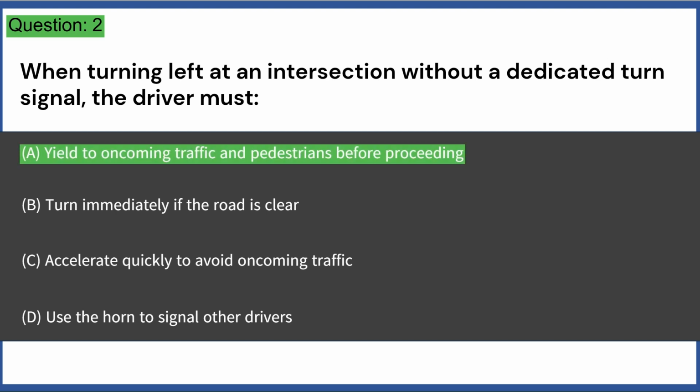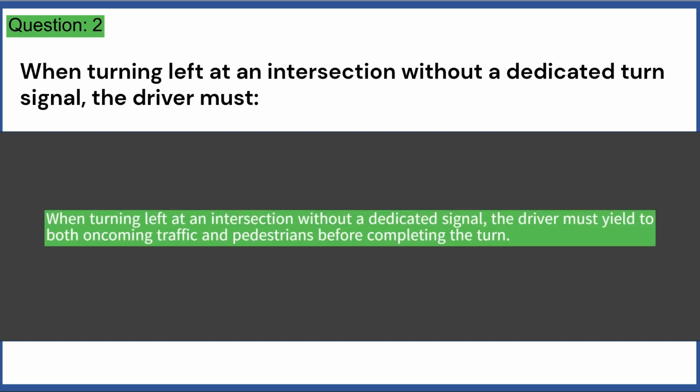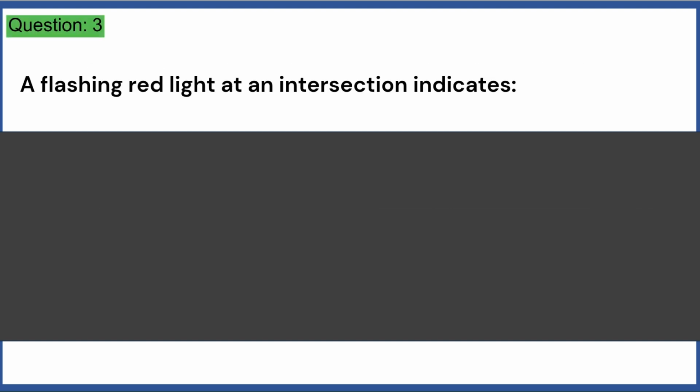Answer: A. When turning left at an intersection without a dedicated signal, the driver must yield to both oncoming traffic and pedestrians before completing the turn. A flashing red light at an intersection indicates A.